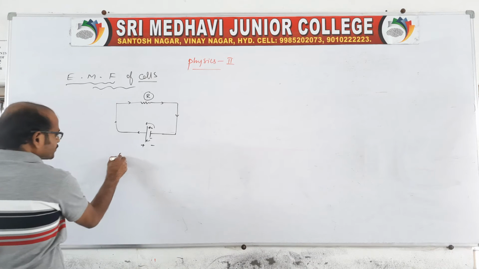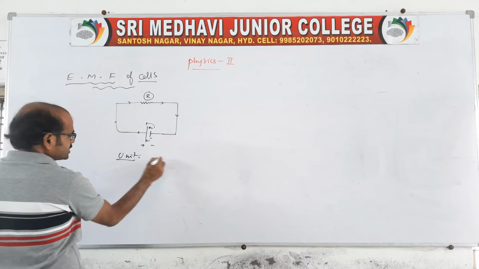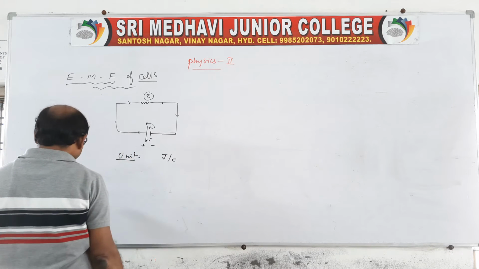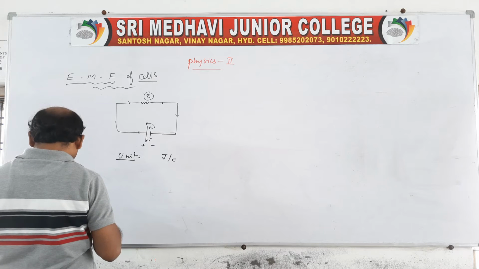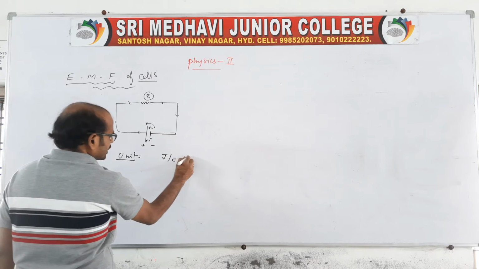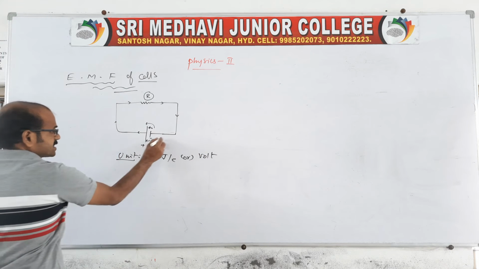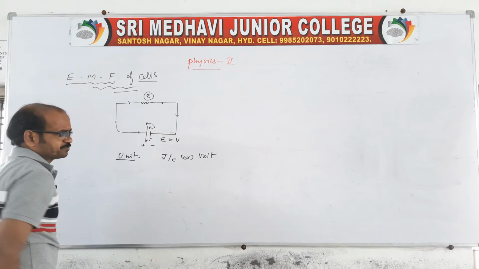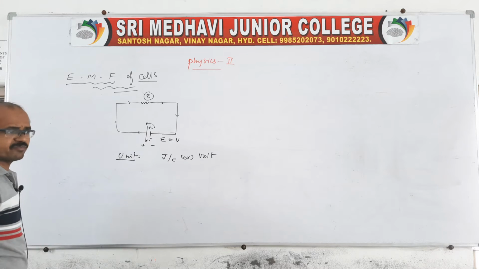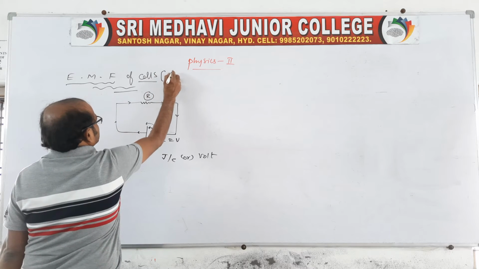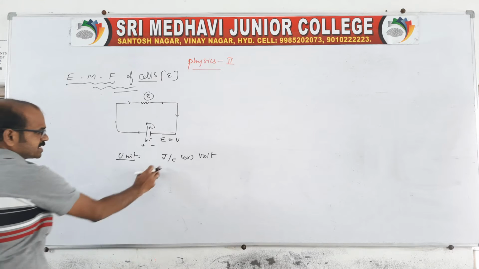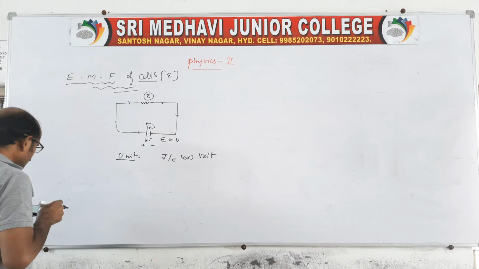And the unit for EMF of a cell is joule per coulomb, or we can also say it is volt. Volt is the unit of EMF of a cell, which is indicated by E. You can write here E, and the unit is joule per coulomb, or volt.